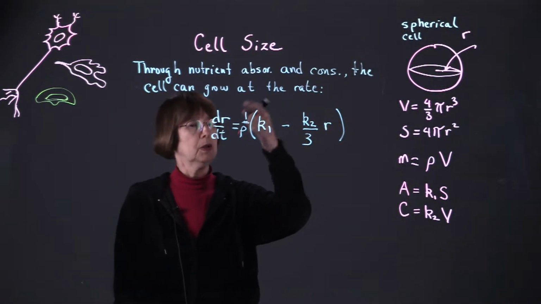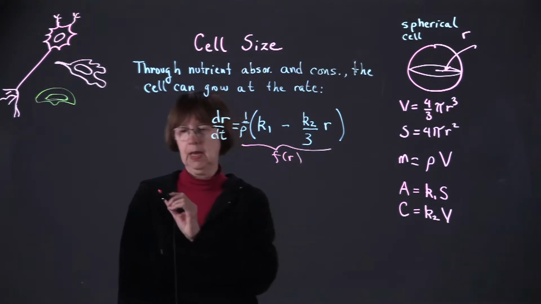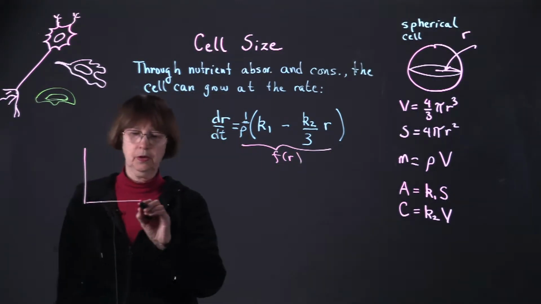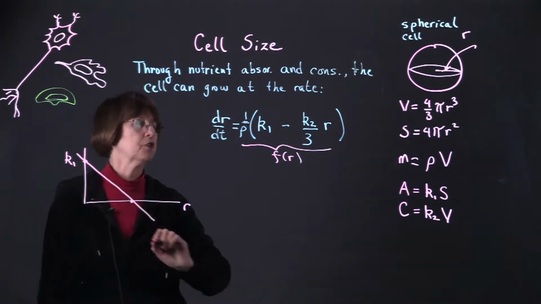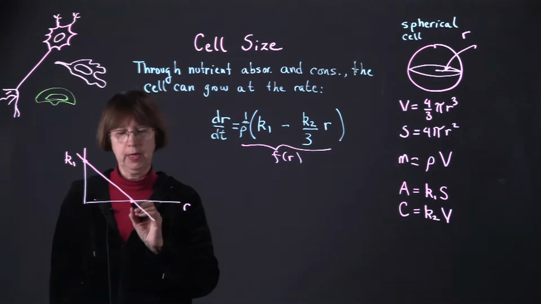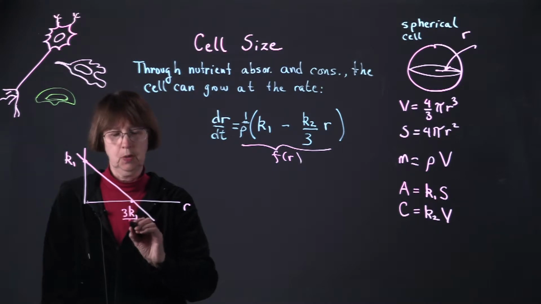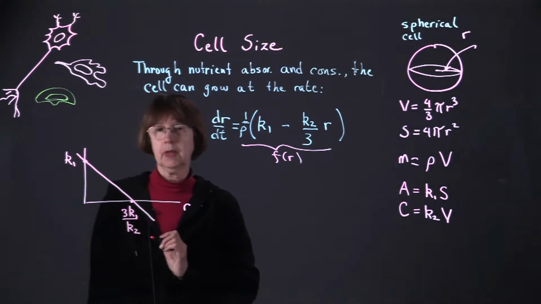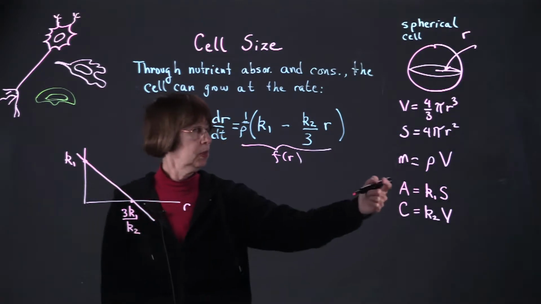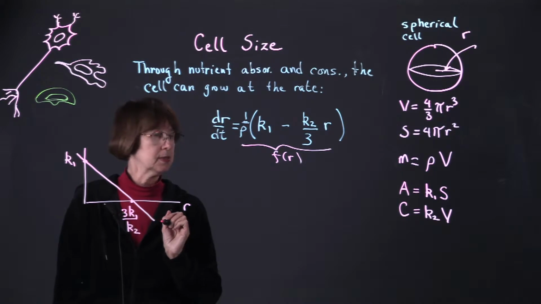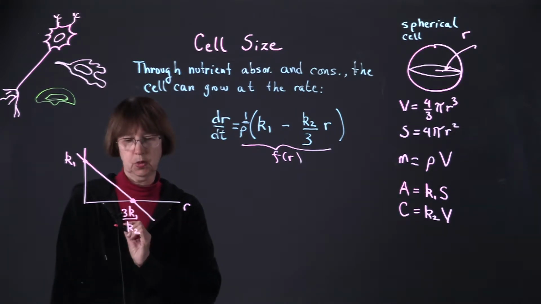Let's first of all consider this whole quantity as a function of the radius, and let's sketch on a graph what that function looks like. However, it's a linear function. It depends linearly on the radius, with this intersection point being 3k1 over k2. Now you may recall that back when we asked under what conditions will absorption and consumption of nutrients match, we found the cell size that is precisely this point.